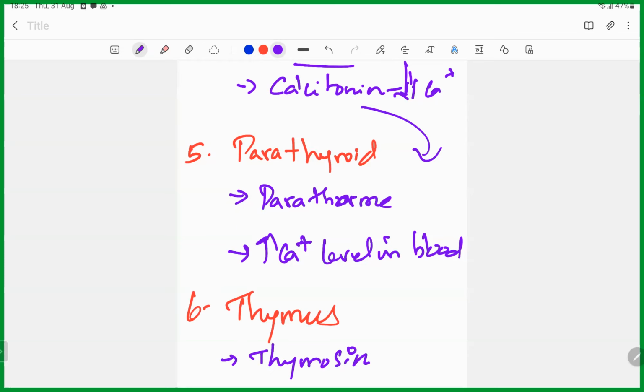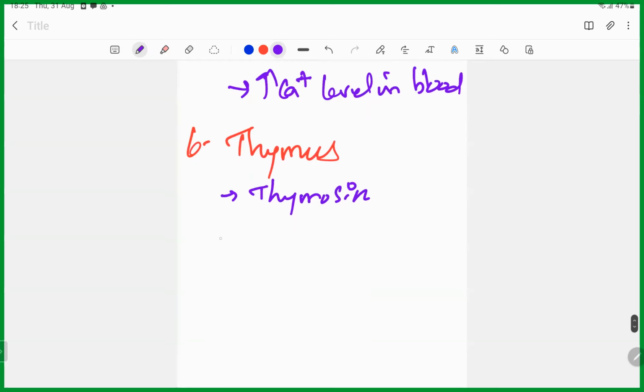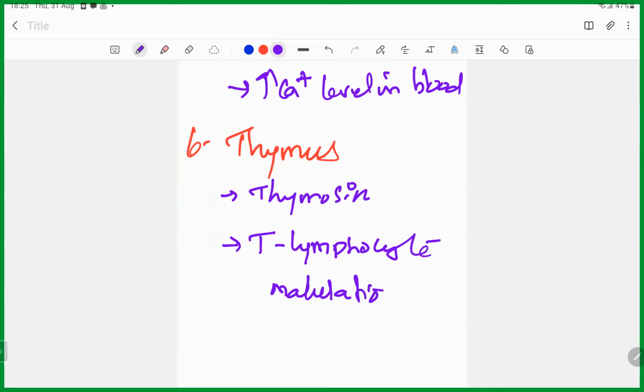Thymosin. What is the function? T lymphocyte maturation. In higher class, you study that there are two types of immunity: T cell mediated immunity and B cell mediated immunity. So the T cells, or T immune cells, are matured in the thymus gland. Can you understand?